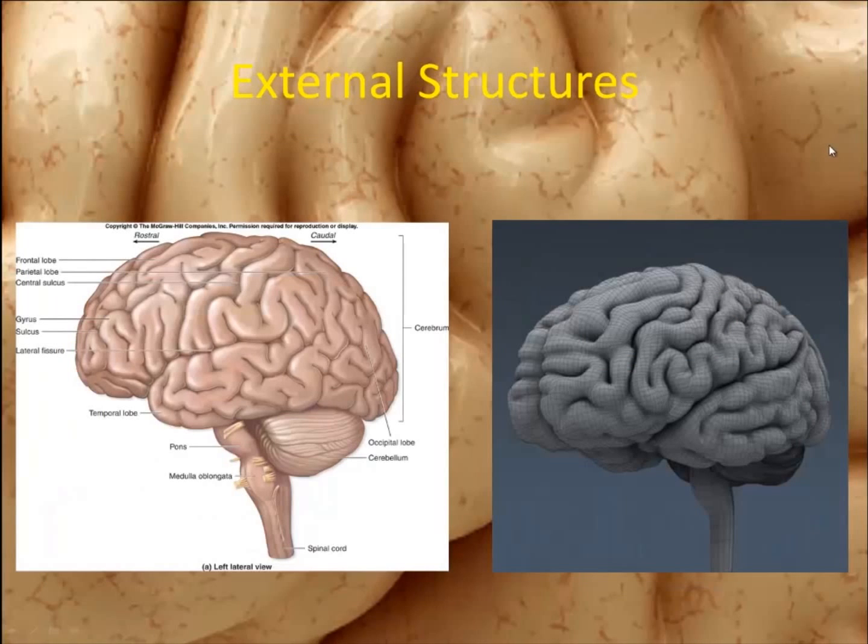Just looking at some other external structures of the brain, we can see up here this is the cerebrum, and then down below we have another area that's called the cerebellum, while the brainstem is down in this area, and the brainstem can be further divided into the pons, medulla oblongata, and the spinal cord.